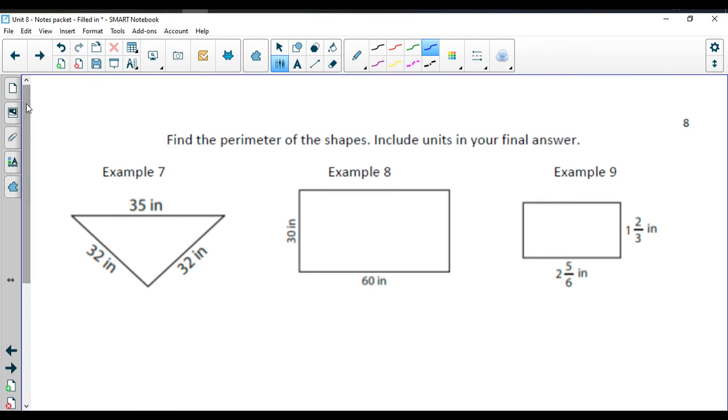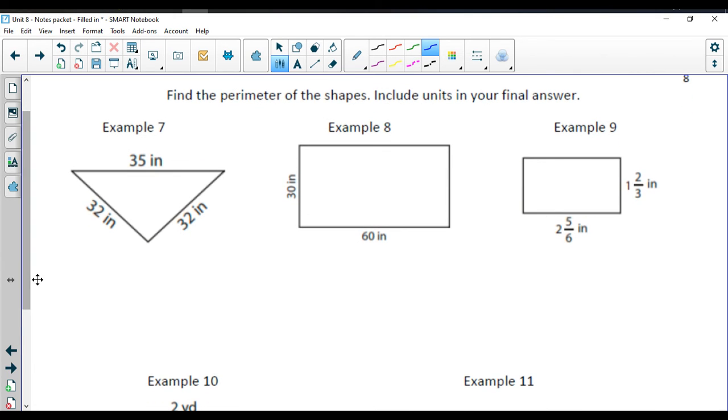A couple more basic ones. These are just regular shapes on page 8 that we're going to be looking at. We're going to have a lot of these moving forward, and we're going to be working with a lot of these shapes in the future. We are going to just go ahead and add up our numbers here. In your notes packet, I'm going to ask you to err on the side of caution. Make sure you write everything out.